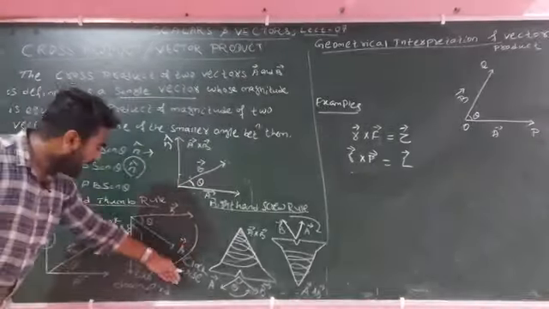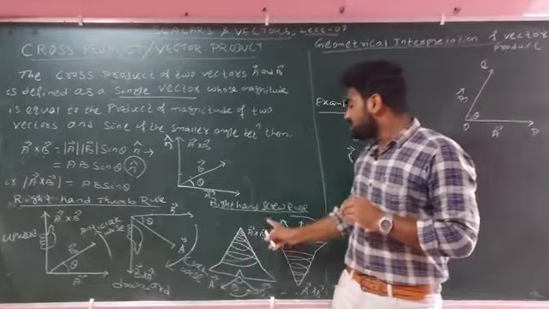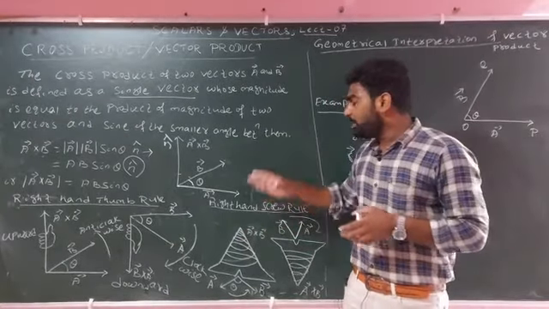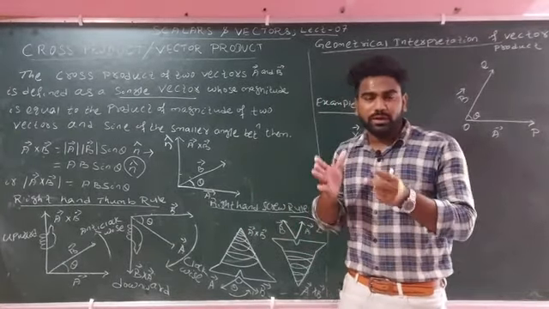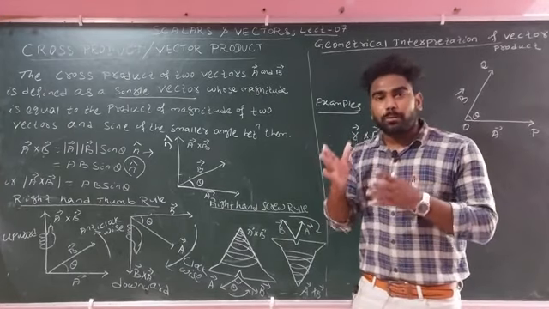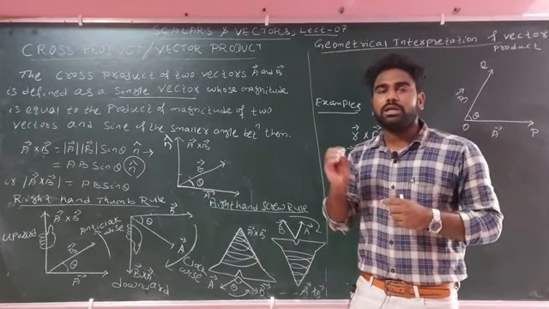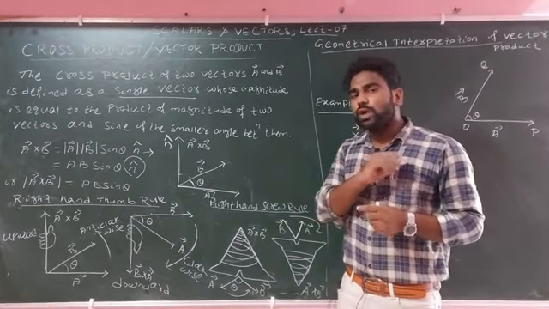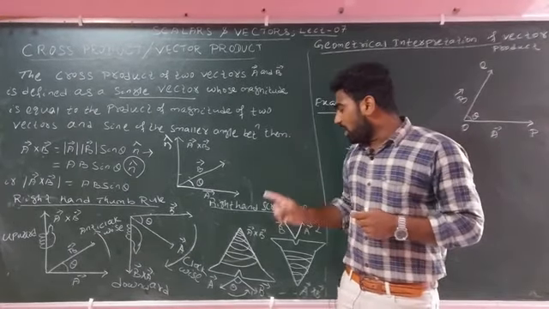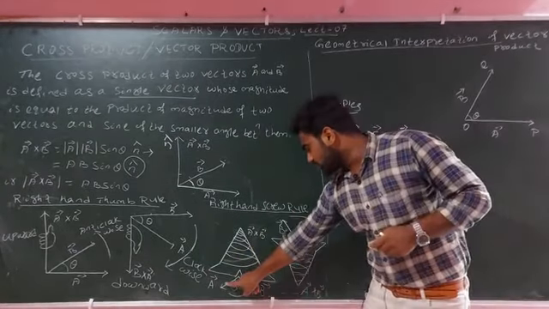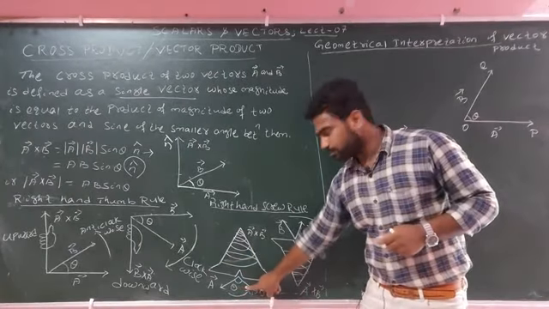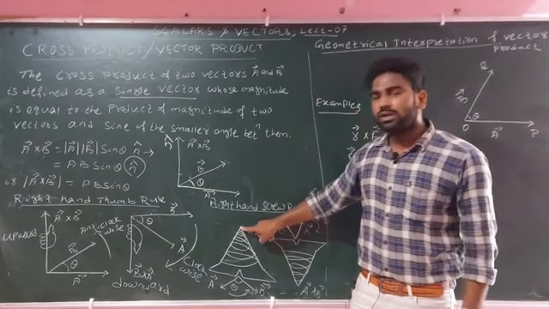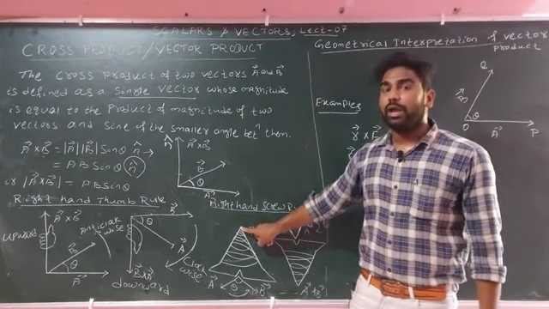And the other one is the right-hand screw rule. The right-hand screw rule states that if a right-handed screw is perpendicular to a plane containing A vector and B vector in such a way that it turns through a smaller angle from A to B, then the tip of the screw gives the direction of A cross B.